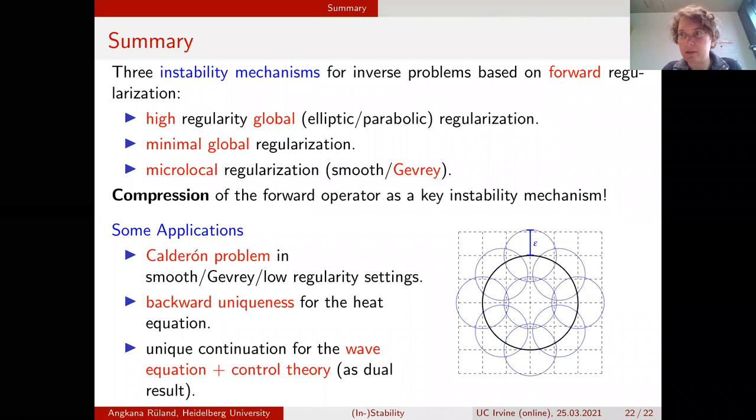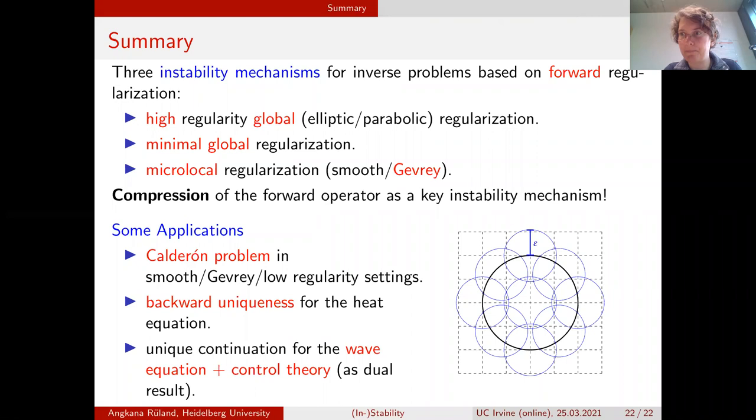Okay, and so these things are in your article then, right? You have examples of such results in your article? Sure. Okay, all right. Thank you. Are there any other questions or comments, please?